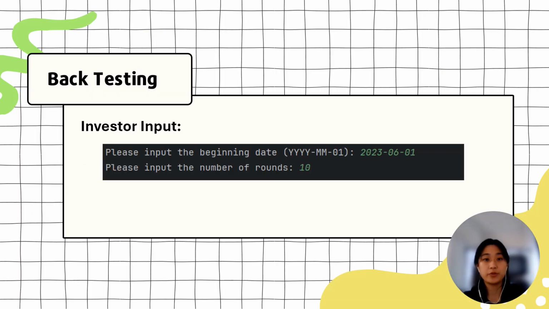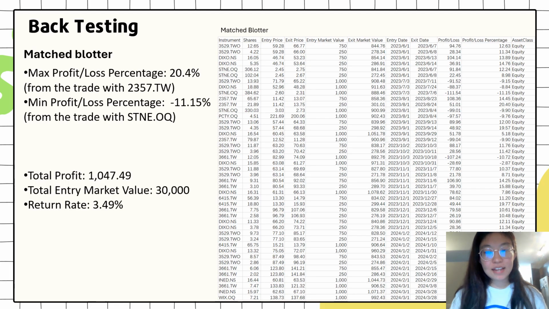And now let's move to the backtesting part. For this backtesting, we assume that the investor inputs the beginning date as June 1st, 2023 and the number of rounds as 10, which means 10 months. Let's get into some results from our backtesting. Here is the result of match plotters.